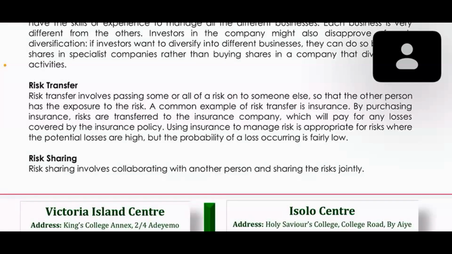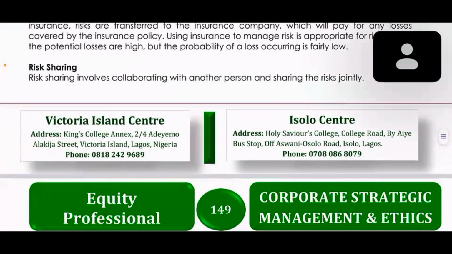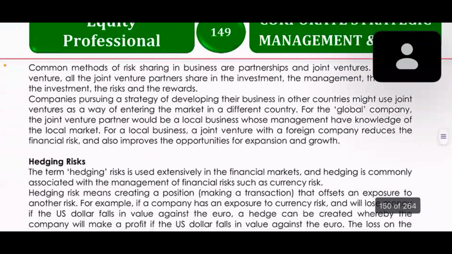So avoiding what will make you and the government have issues is the best way to go about it. You understand? So they also have risk sharing. Risk sharing is basically collaborating with another person so that you can share your risks jointly. A major example of this is partnerships and joint ventures, where people come together to pursue a particular business strategy such that if a risk should materialize, it is not as heavy on one of them as it would have been if one person was carrying the risks on his head.